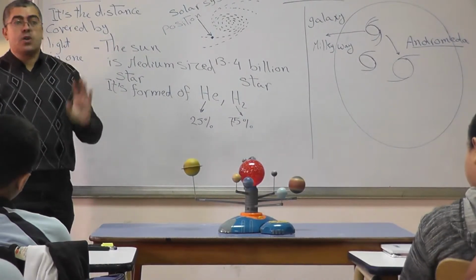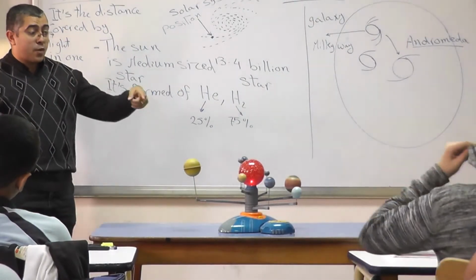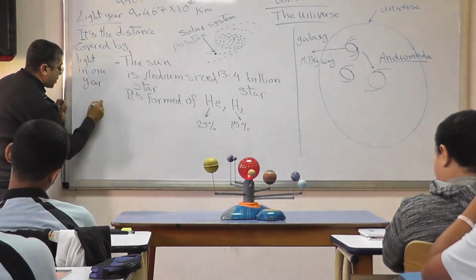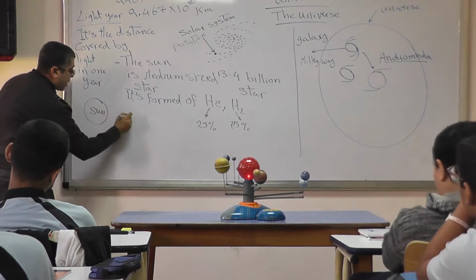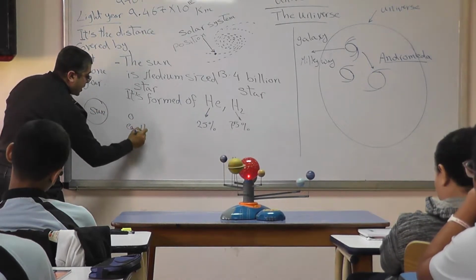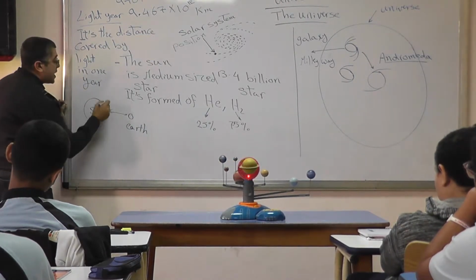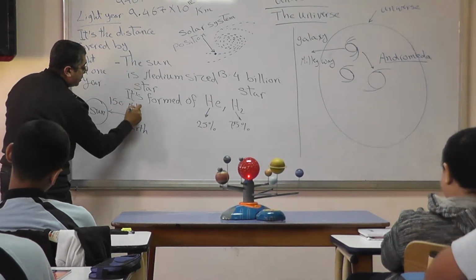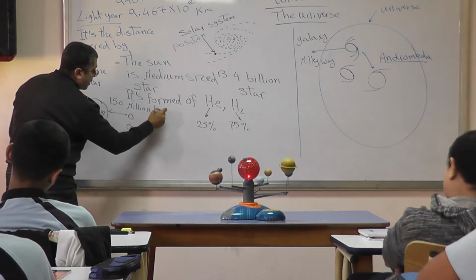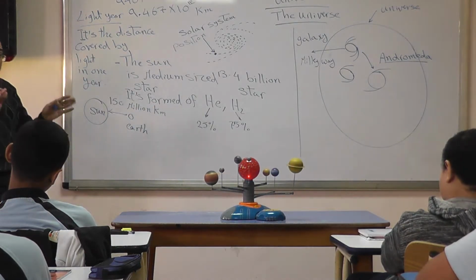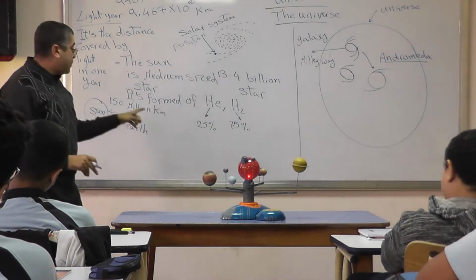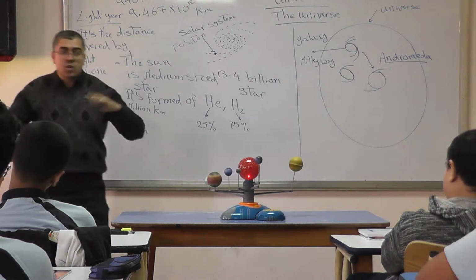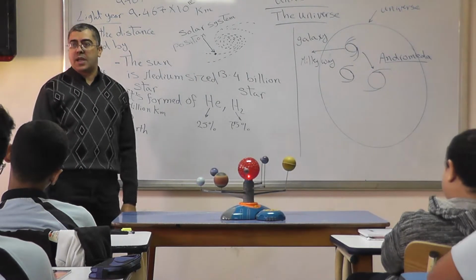For example, we have the Earth. Earth has a distance from the sun equal to how many kilometers? The distance between them is about 150 million kilometers. It is a different distance between the planet and the star, like the different distance between two galaxies or two stars inside our galaxy.